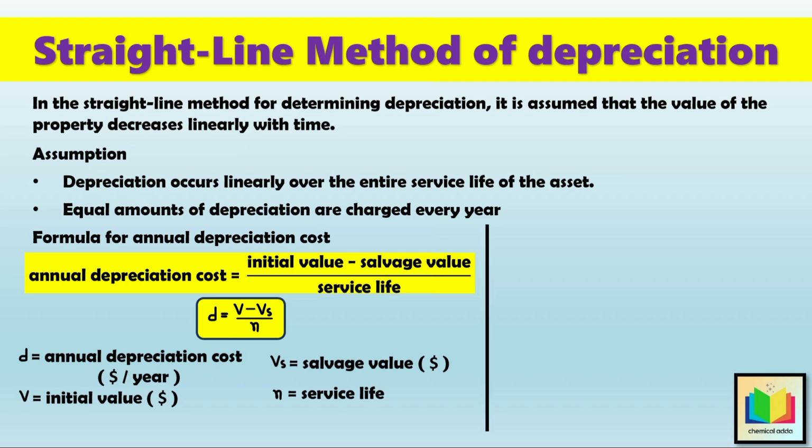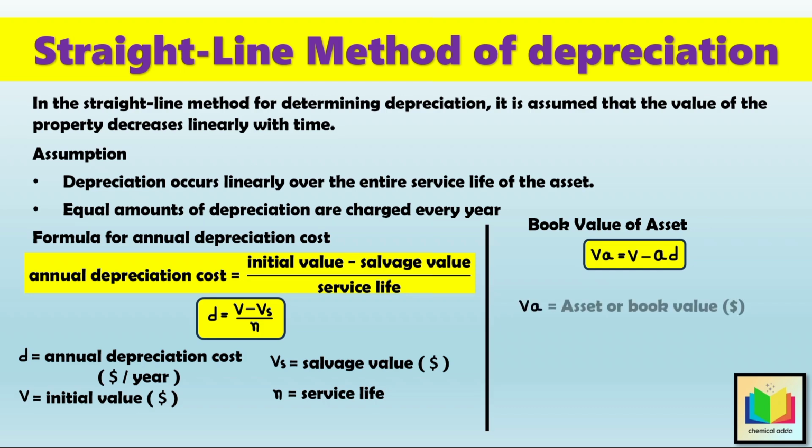Now let's see how to calculate the value of the asset after some years of use using this method. The equation for asset value or book value of the equipment at any time during its service life is VA = V - AD. This equation helps us to find the remaining value of the asset after a certain number of years, where VA represents asset or book value in dollars, and A represents the number of years the asset has actually been used.